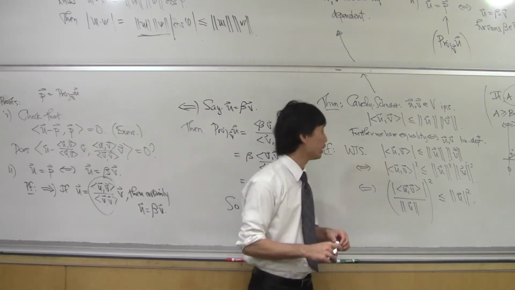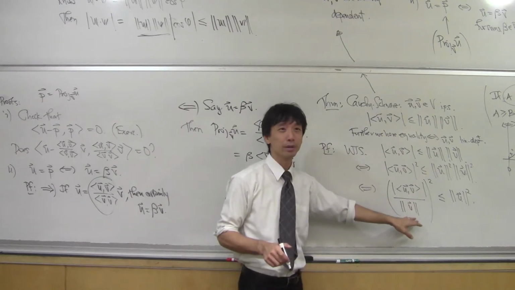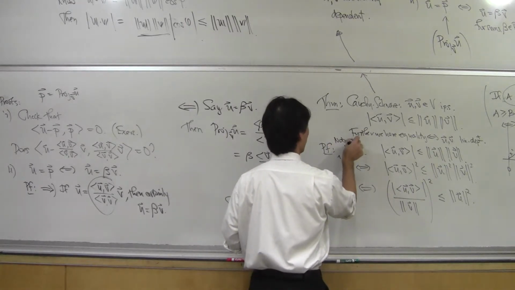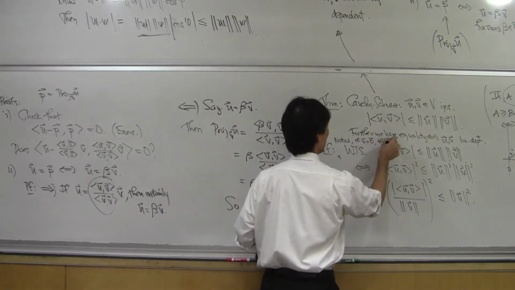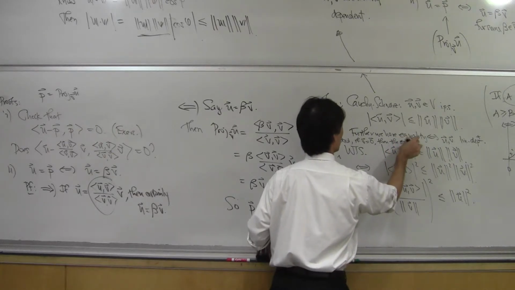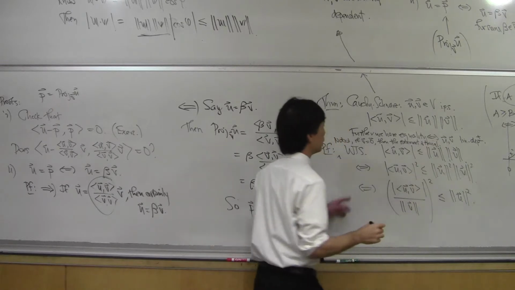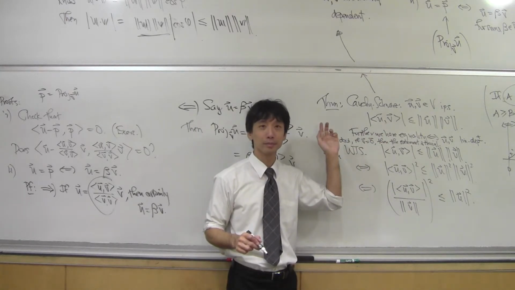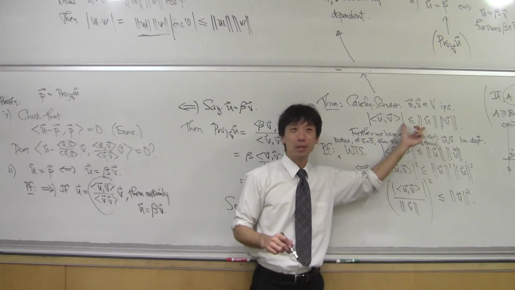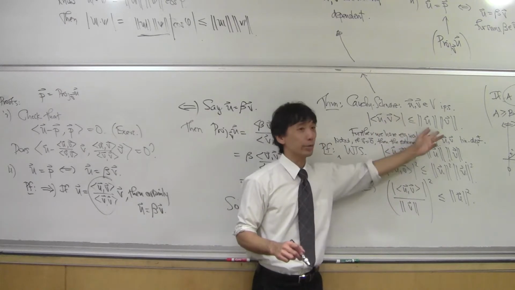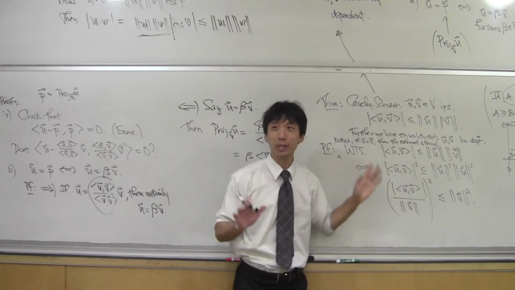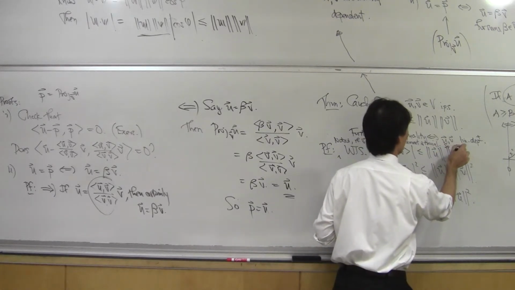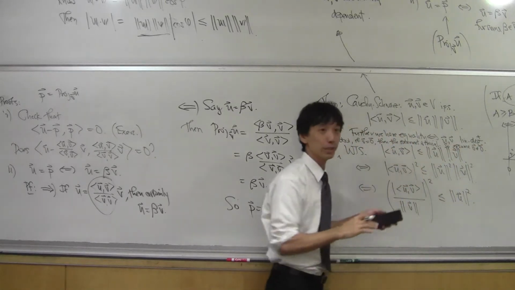Actually, I'm cheating you a little bit, because how do I know that this is not 0? I should have said at the beginning: notice if v is 0, then the statement is trivial. If v is equal to 0, the Cauchy-Schwarz inequality is saying that 0 is less than or equal to 0. That's true. So I don't have to worry about the case v equals 0. So I can assume v is not 0, because in the case v equals 0, I'm done already.